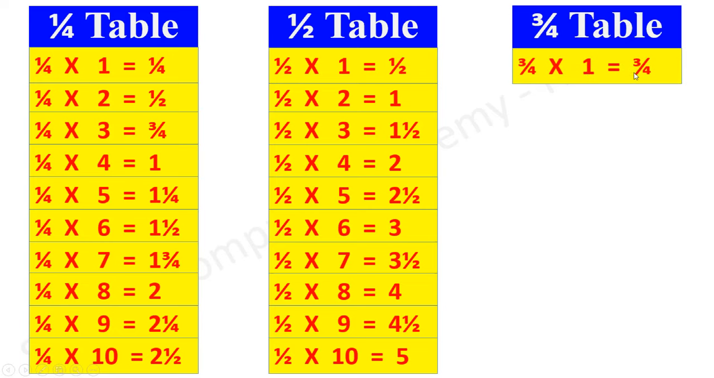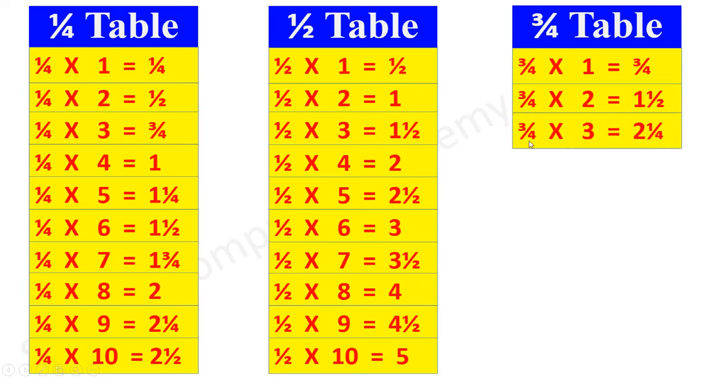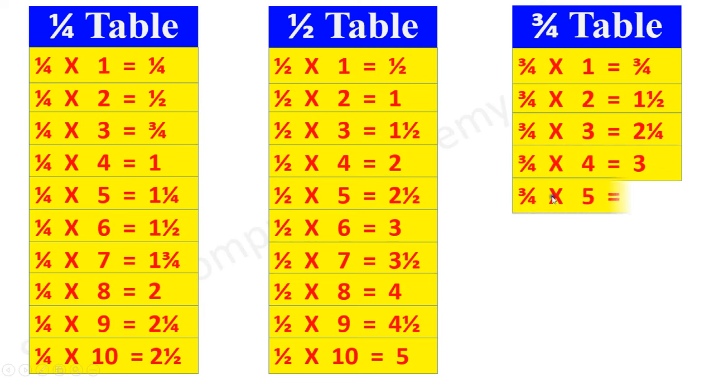3 quarter 1 times 3 quarter. 3 quarter 2 times 1 and half. 3 quarter 3 times 2 and quarter. 3 quarter 4 times 3. 3 quarter 5 times 3 and 3 quarter.